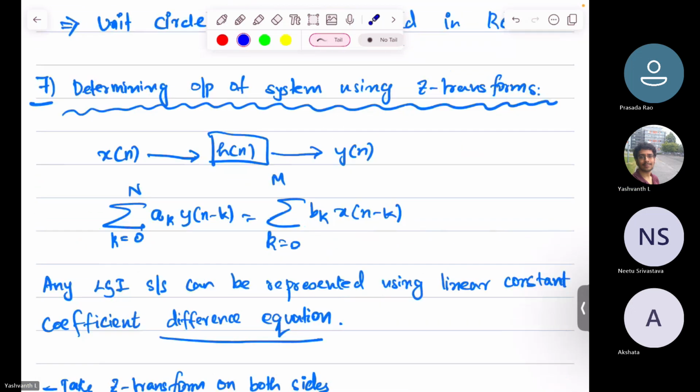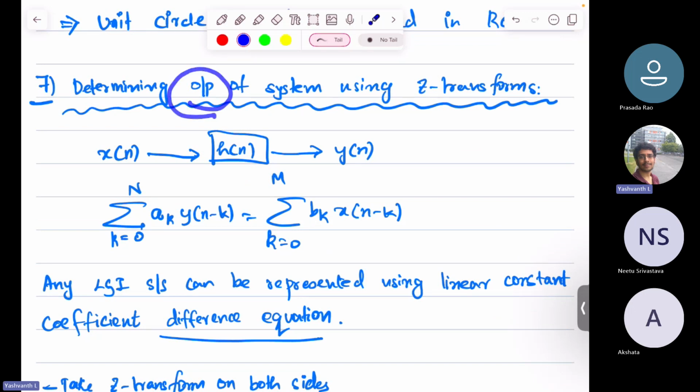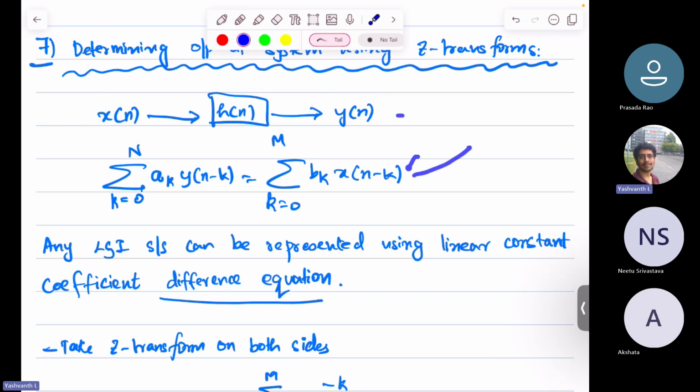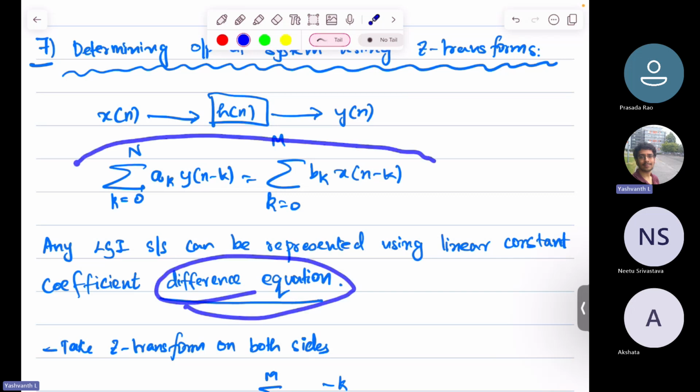Now, how do we determine the output of a system using the Z transform? You have x of n as the input, h of n as the impulse response, and the output is y of n. You can represent the input-output relationship of this system by a difference equation. Recall that any LSI, that is linear shift-invariant system, can be represented using a linear constant coefficient difference equation, not differential, because here there is no continuum of time, it's only discrete time. That's why you have a difference equation. So this is the general input-output relationship of an LSI system.